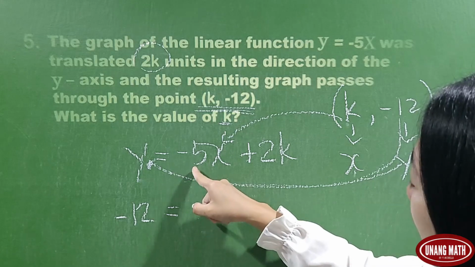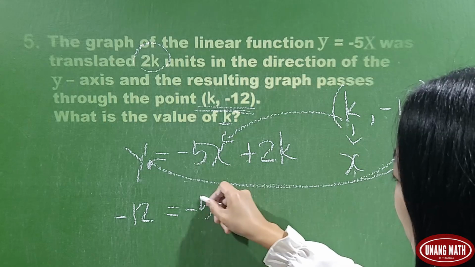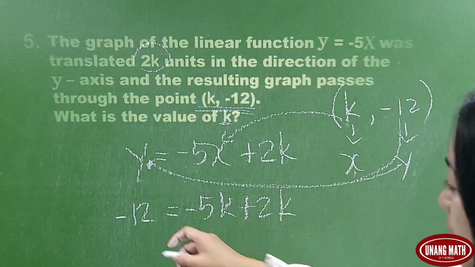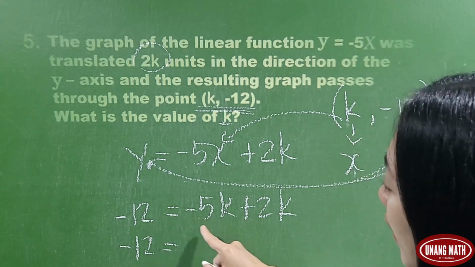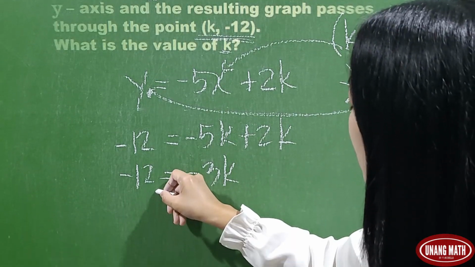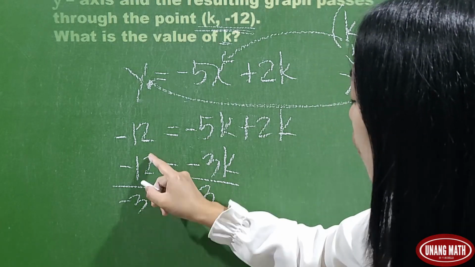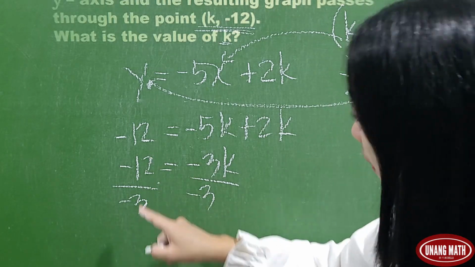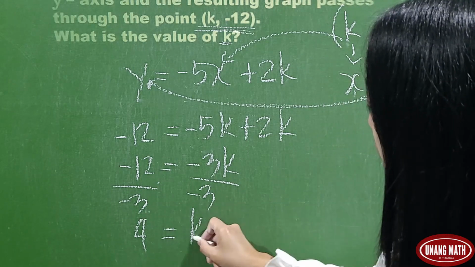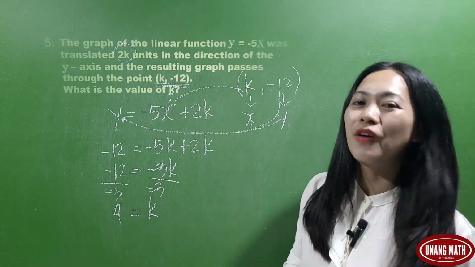So we have -12 = -5 times k, that's -5k + 2k. Let's simplify. -12 = -3k, since -5k plus 2k is -3k. To find the value of k, divide both sides by -3. -12 divided by -3 is positive 4. So k is positive 4. That's the value of k.